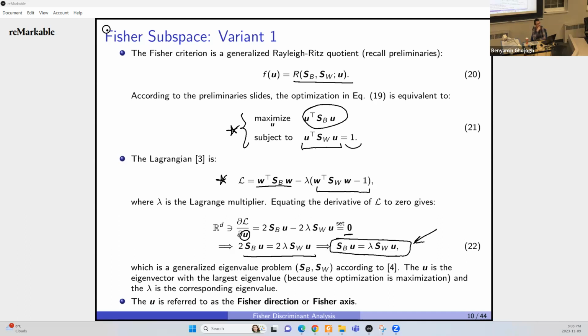Recall preliminaries. What is this? Do you remember? It's a generalized eigenvalue problem of SB and SW. So U is the eigenvector of this generalized eigenvalue problem. As a result, the solution of Fisher discriminant analysis, called the Fisher direction or Fisher axis, is the generalized eigenvalue problem of SB and SW. Interesting.